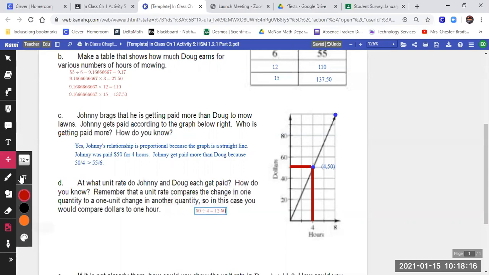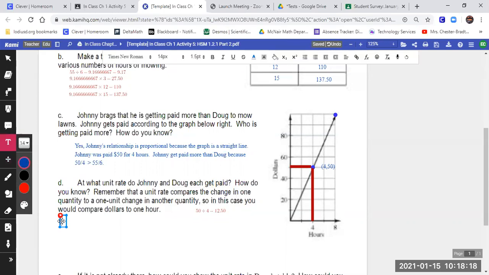Okay, so now we're going to do the text box to answer. Doug is paid about $9.17 for each hour, and Johnny is paid $12.50 for each hour. Now, why did I say about for Doug, but not for Johnny? Why does Doug have an about, but Johnny does not?